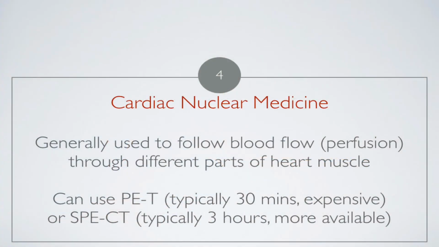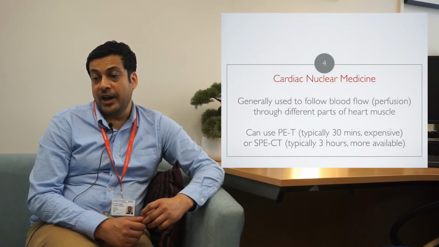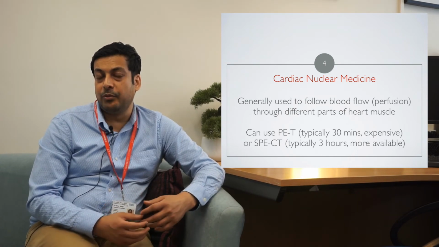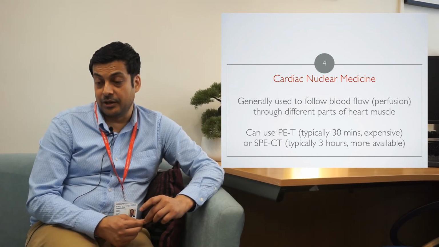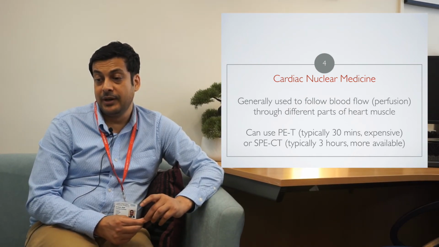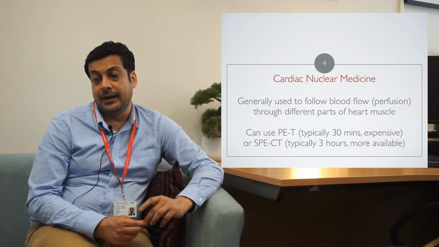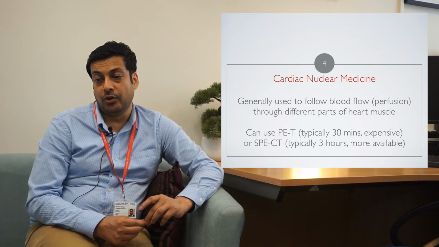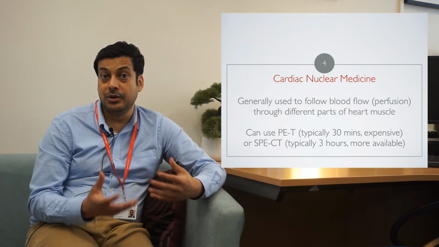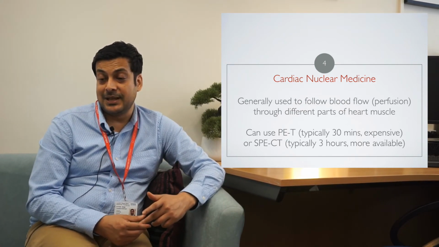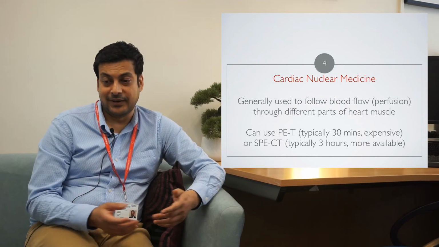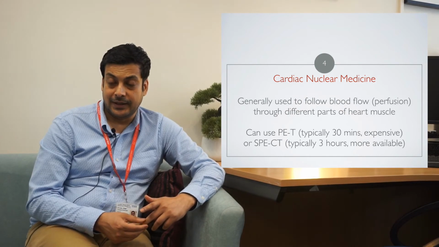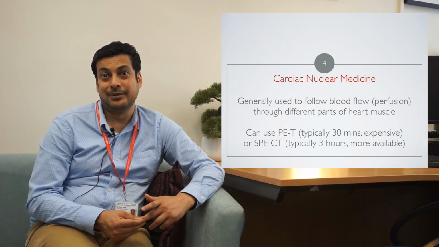So cardiac nuclear medicine, what do we specifically use nuclear medicine for in cardiology? Generally, there are a number of things that we could use it for. Generally, we use it to follow blood flow, so perfusion. We use it to follow blood flow through different parts of the heart muscle. And as I said before, PET is a newer, more sophisticated method. This actually typically takes 30 minutes, but it requires a very expensive machine, and therefore it's much less available than the older method of SPECT, which actually takes a couple of hours.